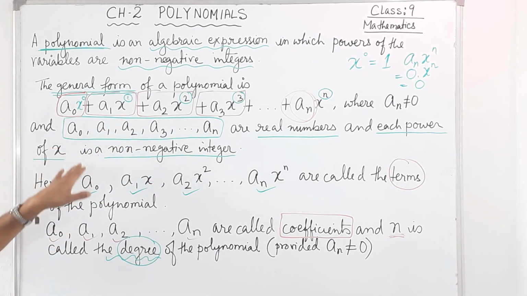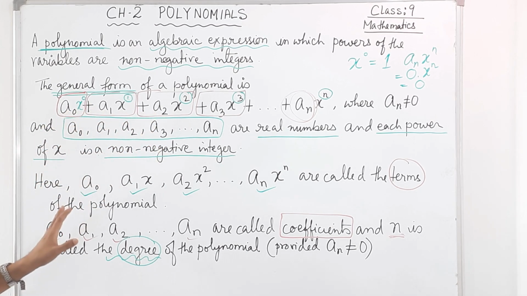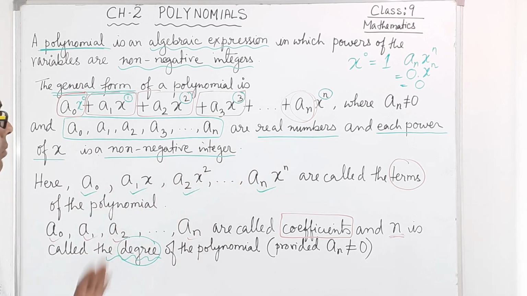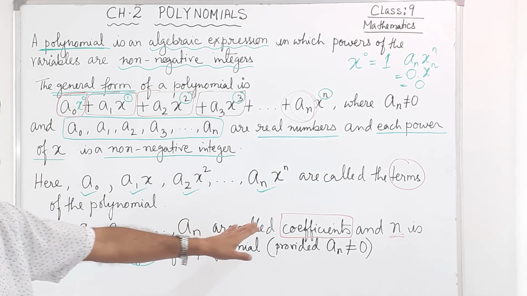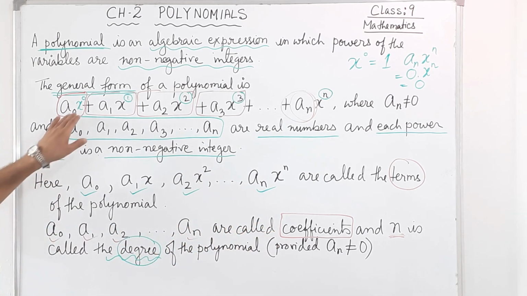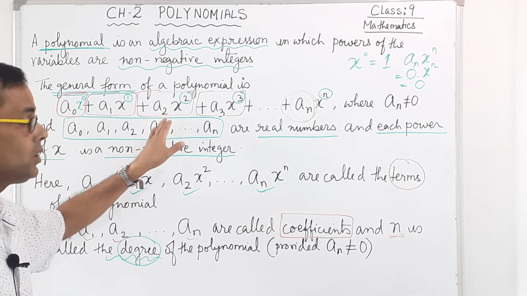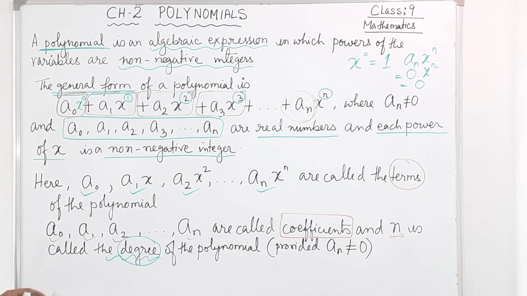Then you learned the meaning of these A0, A1, A2. What are these? They are called the real numbers. And these real numbers are actually called the coefficients. Coefficients of whom? For x to the power 0, the coefficient is A0, for x to the power 1, the coefficient is A1, for x to the power 2, the coefficient is A2, for x to the power 3, the coefficient is A3. So you learned the coefficients also. And what is the meaning of this n? N is called the degree of the polynomial.